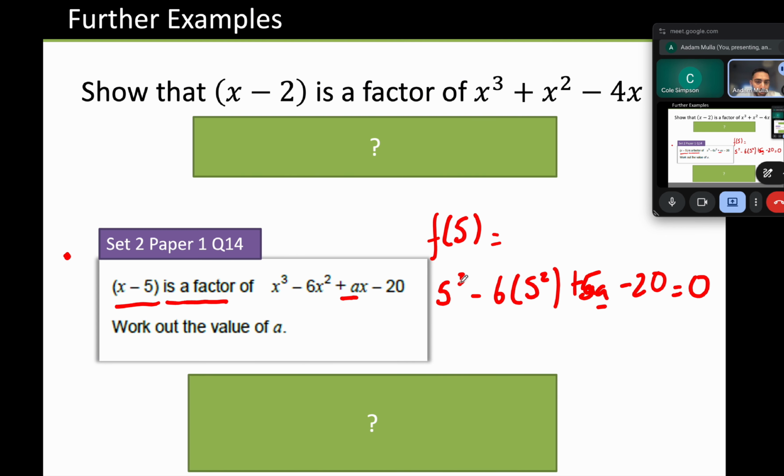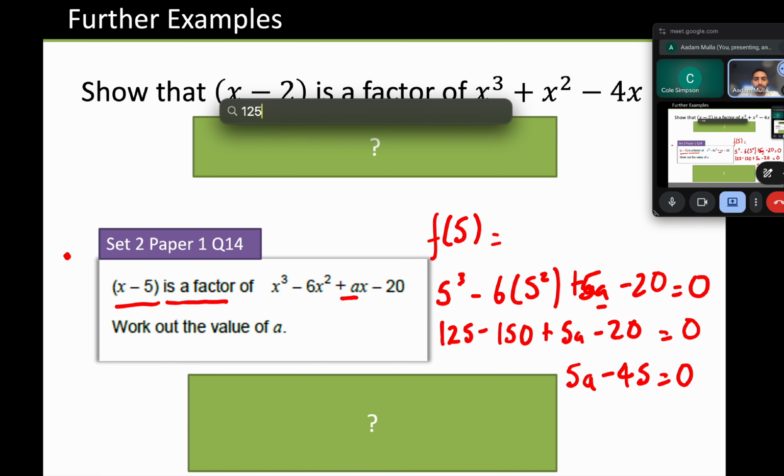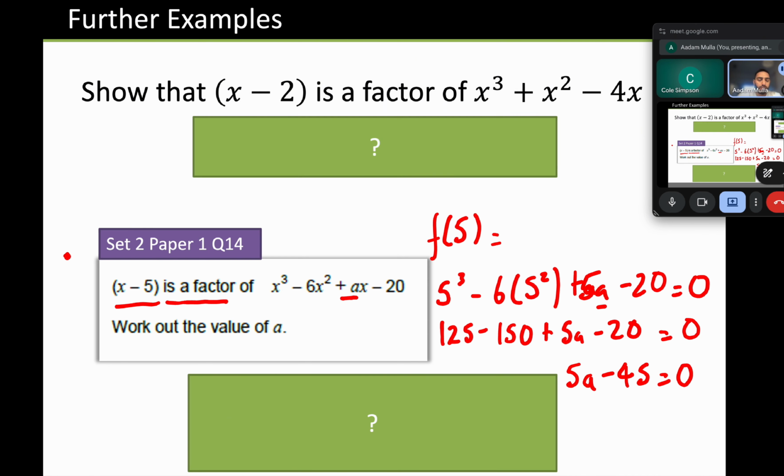So it's quite simple. 5 times 5, 25, times by 5, 125. 5 squared, 25, times by 6 is 150. Plus 5a minus 20. We'll just clean up this. So we've got 125 minus 20, 105, minus 150, which is, I think it's minus 45. So 5a minus 45 equals 0. Well, let me just check that. Minus 150 minus 20. Yeah, that's right. Okay, just solve that. What would a equal?